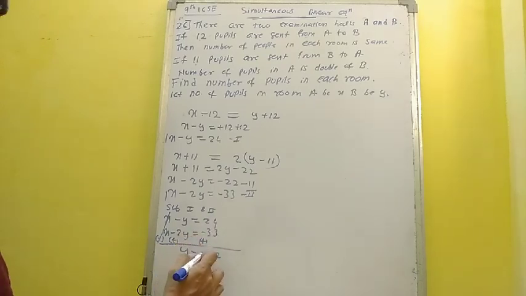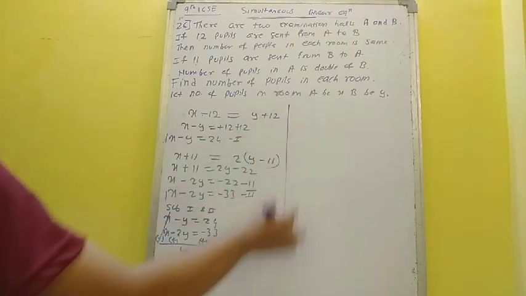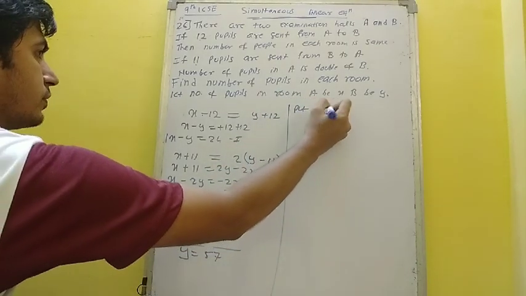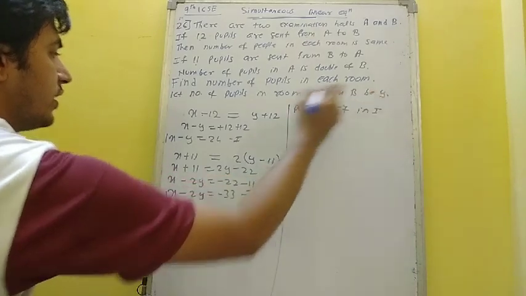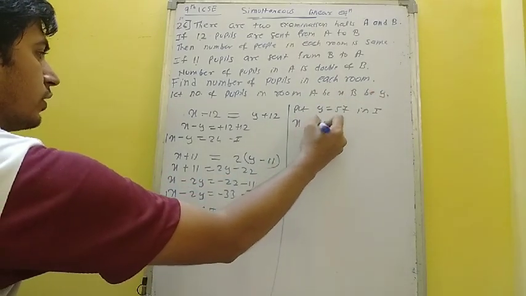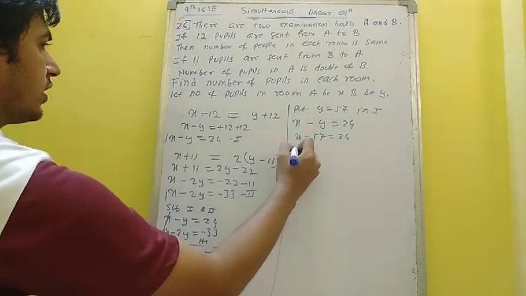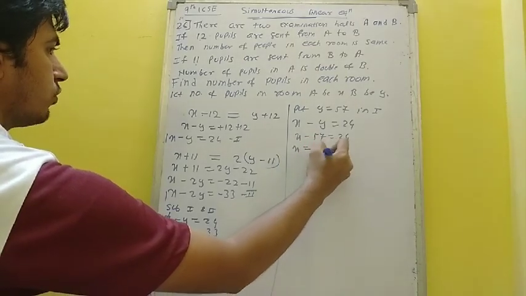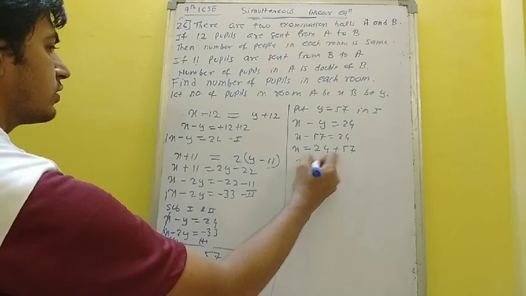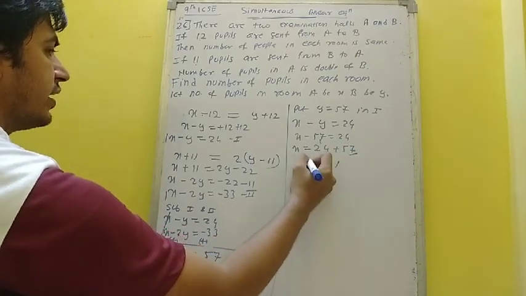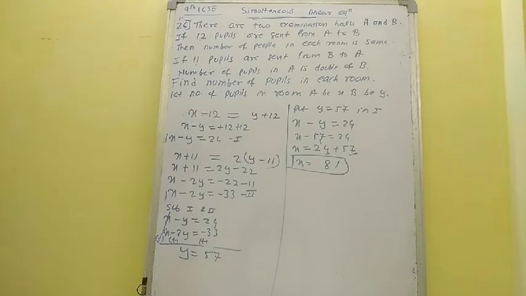Okay. So we have 57 people in y. Y means B. Put y is equal to 57 in 1. So we have x minus y is equal to 24. X minus 57 is equal to 24. X is equal to 24 plus 57. X is equal to 81. Okay, so the number of people in room A is 81 and the number of people in room B is 57. Okay, got it?